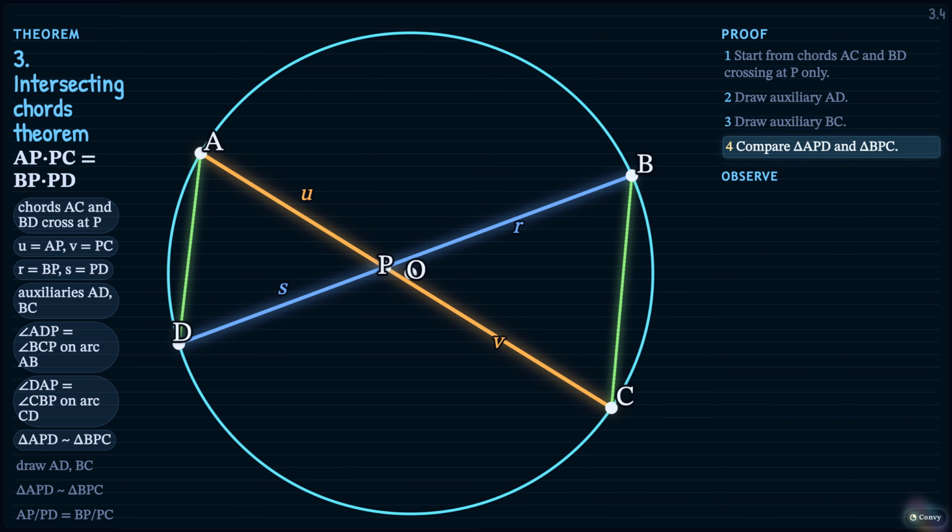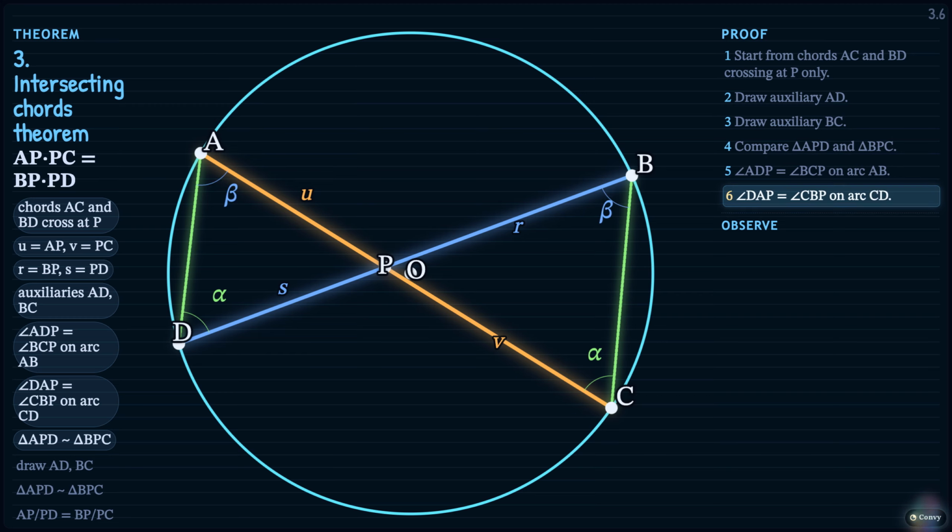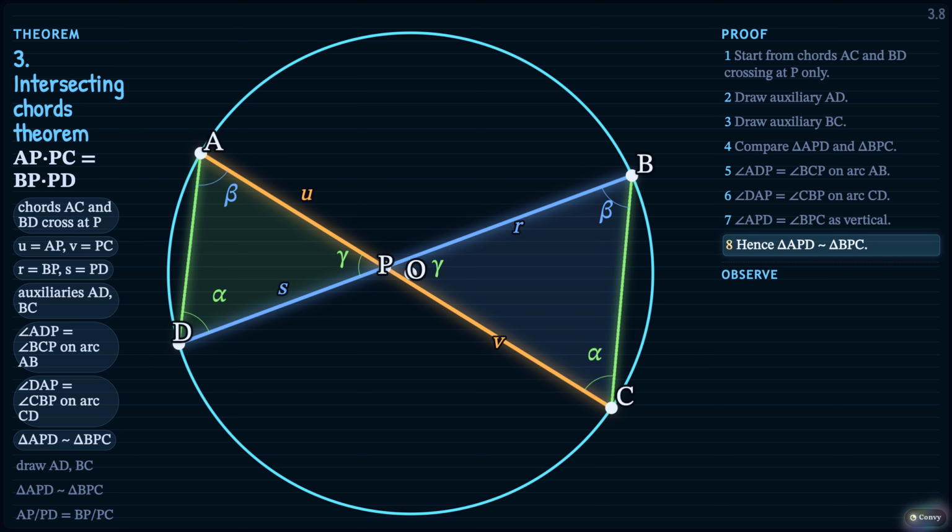Compare triangle APD with triangle BPC. Angle ADP equals angle BCP because both stand on arc AB. Angle DAP equals angle CBP because both stand on arc CD. Angle APD equals angle BPC as vertical angles. Hence, triangle APD is similar to triangle BPC.